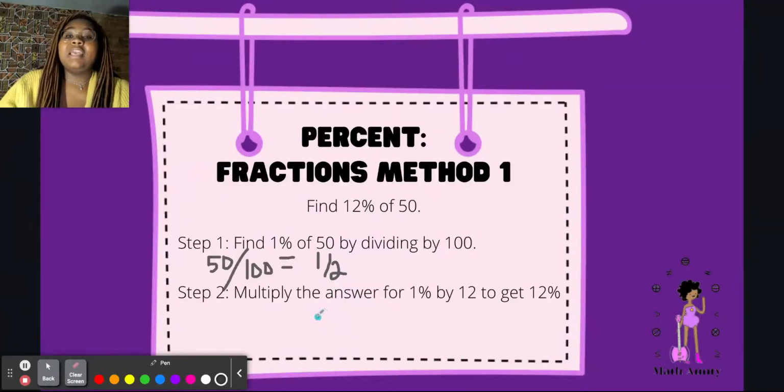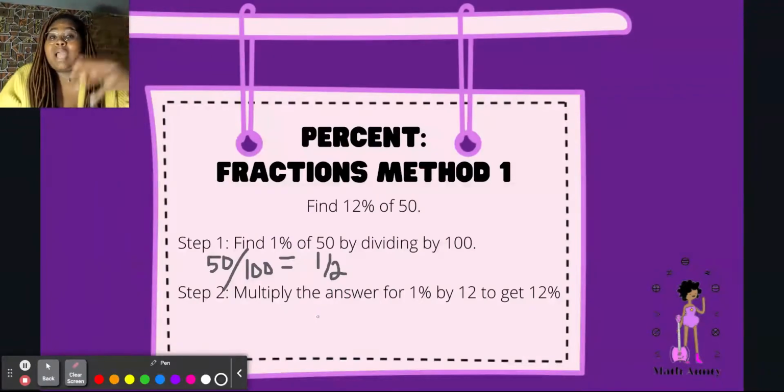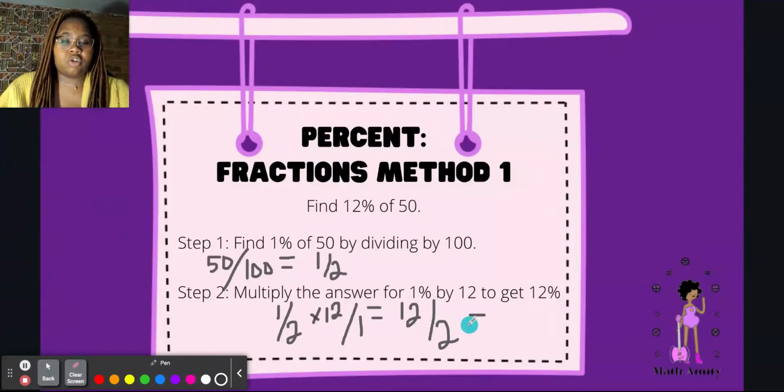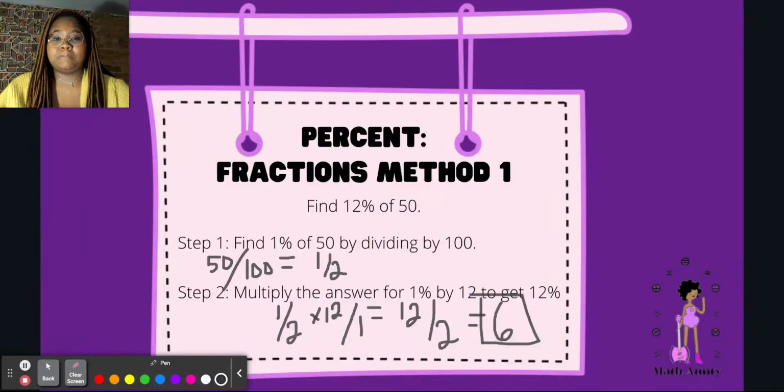Our second step is to take 1% and multiply it by whatever percent we're trying to get. In this case, 12. So 1/2 times 12, or 12 over 1, equals 12 over 2. When you're multiplying fractions, you multiply the numerator straight across and the denominator straight across. What's 12 divided by 2? 6. 12% of 50 is 6.